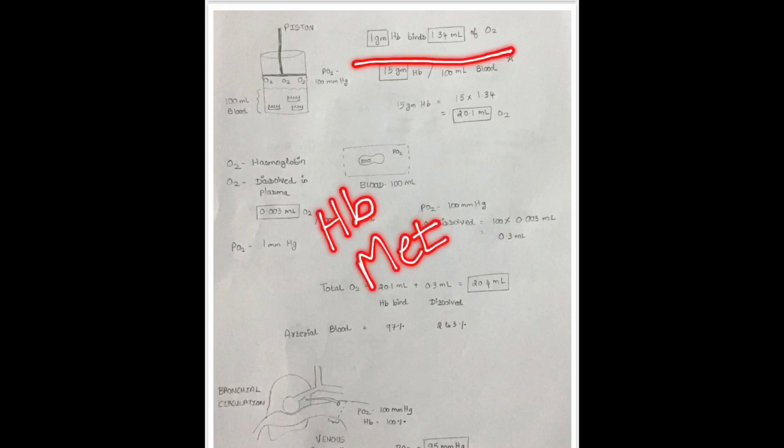Actually 1 gram of hemoglobin binds 1.39 ml of oxygen. As we discussed earlier, hemoglobin is always not pure. In hemoglobin, if the iron in the heme part is in ferrous state, it is hemoglobin. If the iron is in ferric state, then it is methemoglobin. So hemoglobin is always not pure. Because of this, 1 gram of hemoglobin binds only 1.34 and not 1.39 ml.